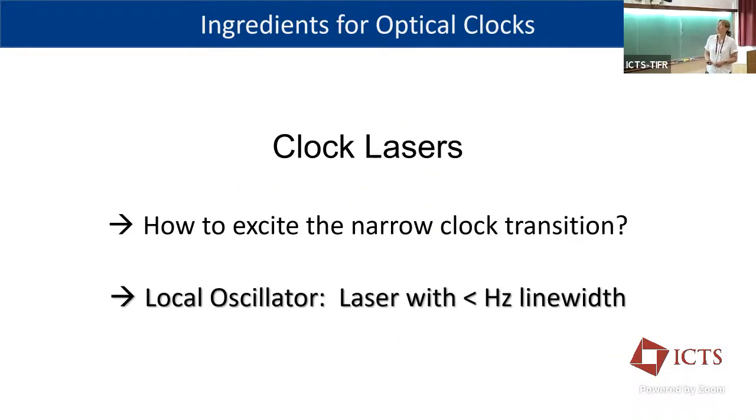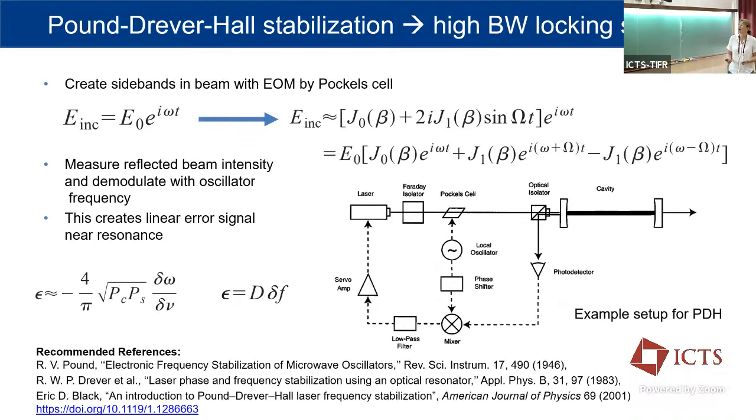Okay, now the clock laser. How do we excite the narrow transition? Since it's a very forbidden transition, the laser needs to have some pre-stabilization. So we better start out with a laser that has already sub-hertz linewidth, have a very good signal. How do we get that?